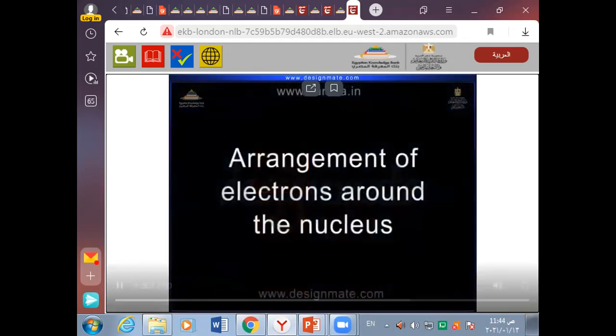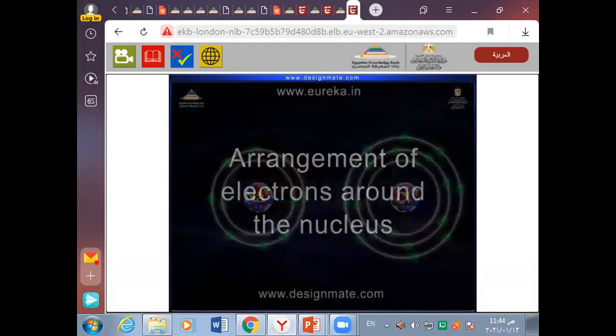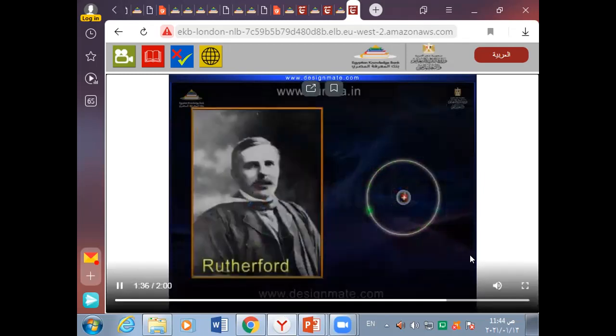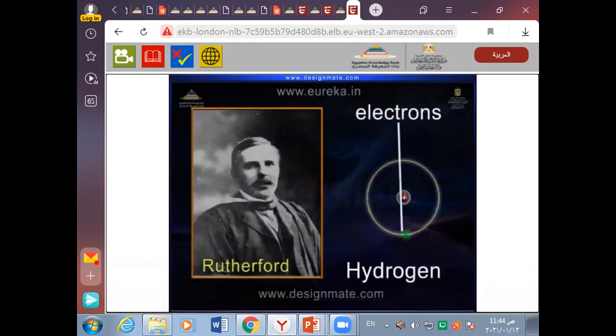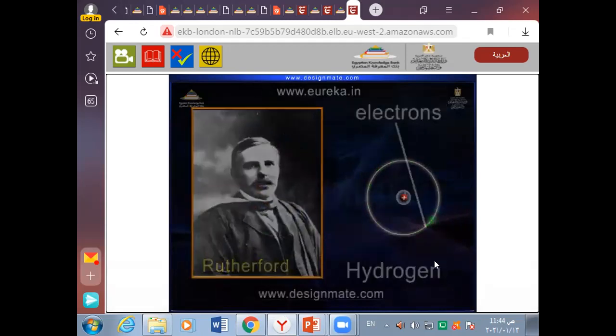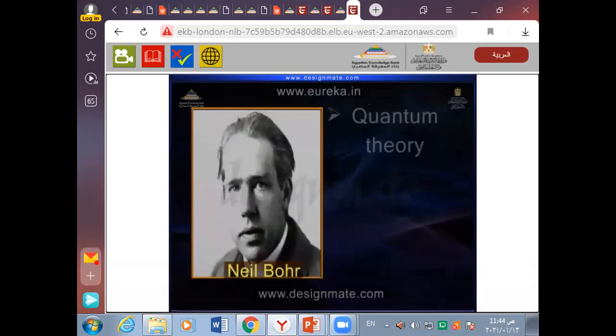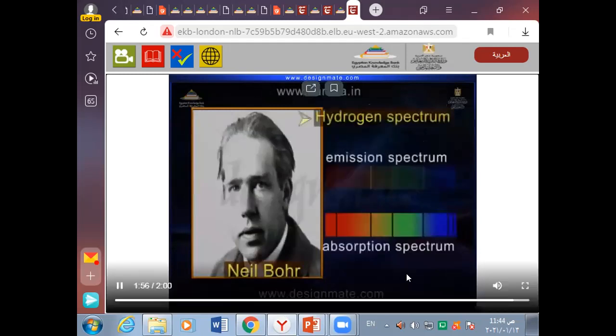Arrangement of electrons around the nucleus. To study the arrangement of the outer electrons is more important than explaining the chemical properties of atoms. Rutherford was first to propose a model for the hydrogen atom in which the electrons were moving in a circular orbit around the protons in the nucleus. Later on, Niels Bohr, in light of the quantum theory, proposed another model. This model was based mainly on the study of hydrogen spectra.